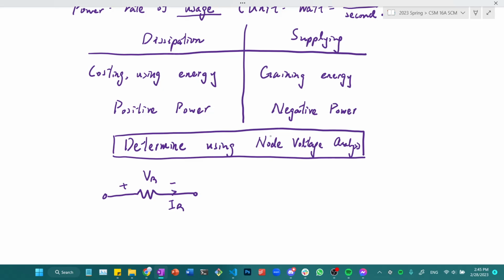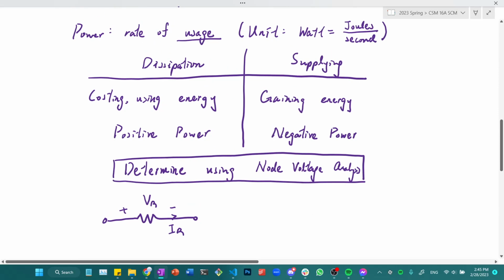So therefore, P equals IV will then yield a positive value, and therefore a resistor will be using power. Once again, this is very dependent on the circuit you get, so this is just an example that might not always hold true, but it gives you the idea that if your voltage and current are in the same direction, your power should have the positive sign, which means the component is costing or using energy.